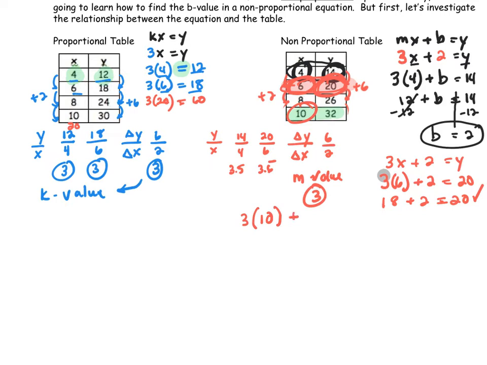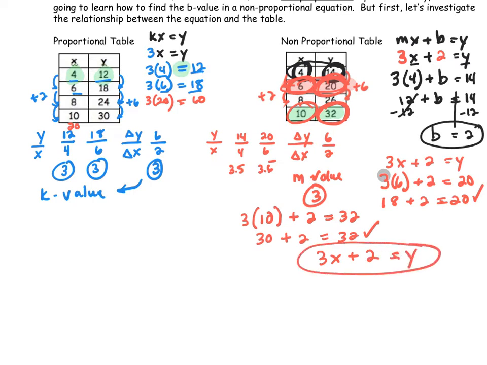Our equation, we figured out we had to add 2, that's the b value, and if this all works out well, it's going to give us back our y value of 32. So 3 times 10 is 30, plus 2 more, then yes, this equation works out. So our equation of 3x plus 2 equals y is the equation that goes with this table.